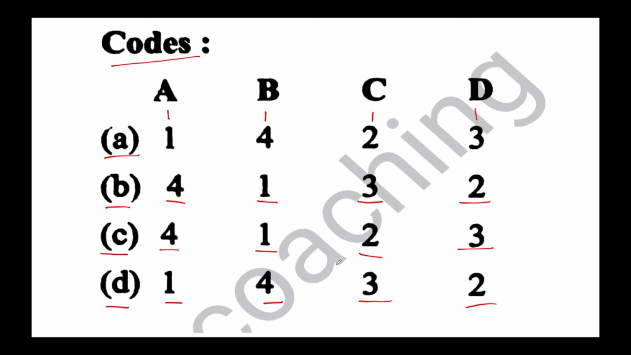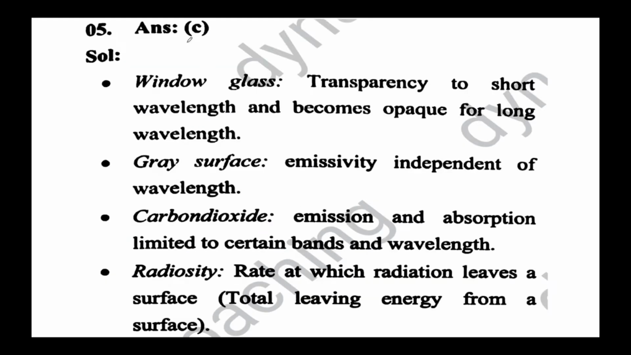Okay, let's get into the solution part. So the correct answer is option C. We'll just see what are all the correct matches for the list 1 and list 2. See, if you try to take the window glass, it is actually transparent to short wavelength and becomes opaque for long wavelength, where you have to understand one point, right?